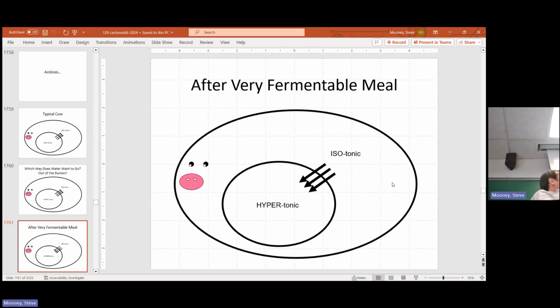What happens after a very fermentable meal? A cow gets loose, gets in a grain bin, eats a whole bunch of high moisture corn, a whole bunch of grain. On an empty rumen, you get tremendous fermentation, which generates lots of VFAs, which are all solutes in solution. They're osmotically active. We get an overload of solute and we get hypertonic relative to that isotonic blood. So that's going to make the water want to go this way. And that's not normal.